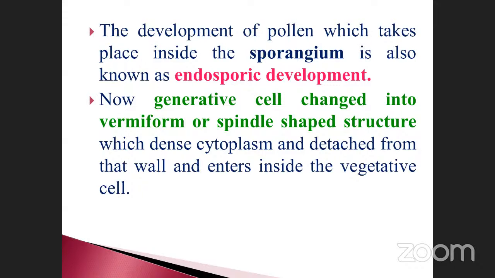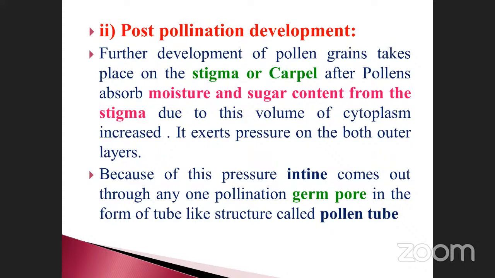Okay, go to the next one: post-pollination development. After that, what will happen? Further development of the pollen grain takes place on the stigma. Once it reaches the stigma or carpel, what happens? As already told, the stigma contains moisture, sugar, vitamin B, and inositol. There are many components. Water molecules are also present in the stigma. This is the female reproductive part. When the male gamete contacts the stigma or carpel, what happens?